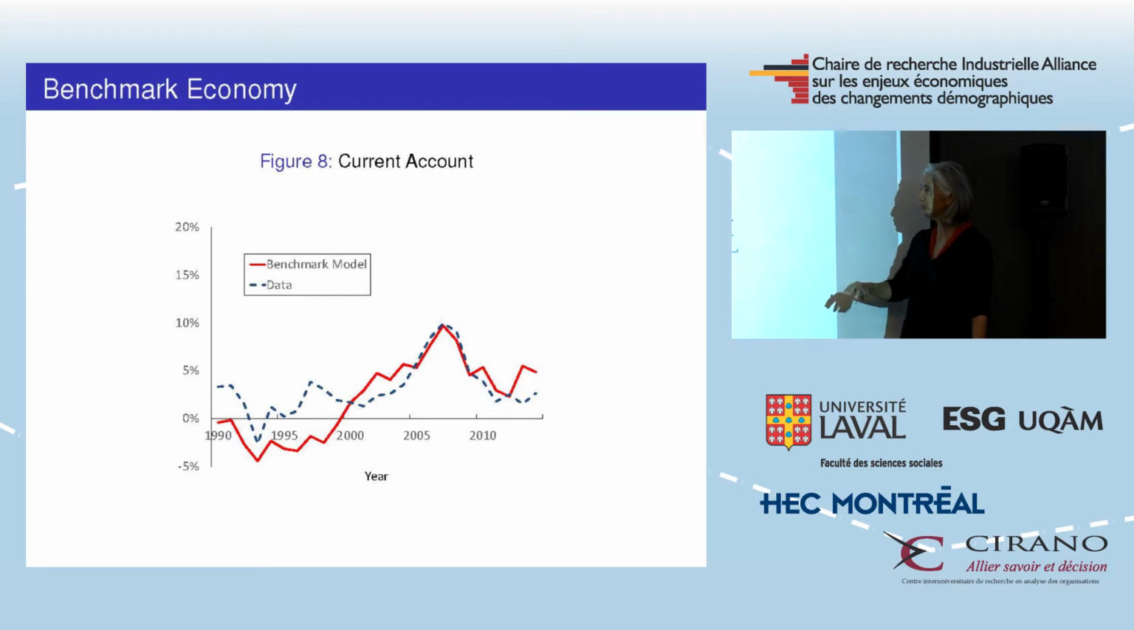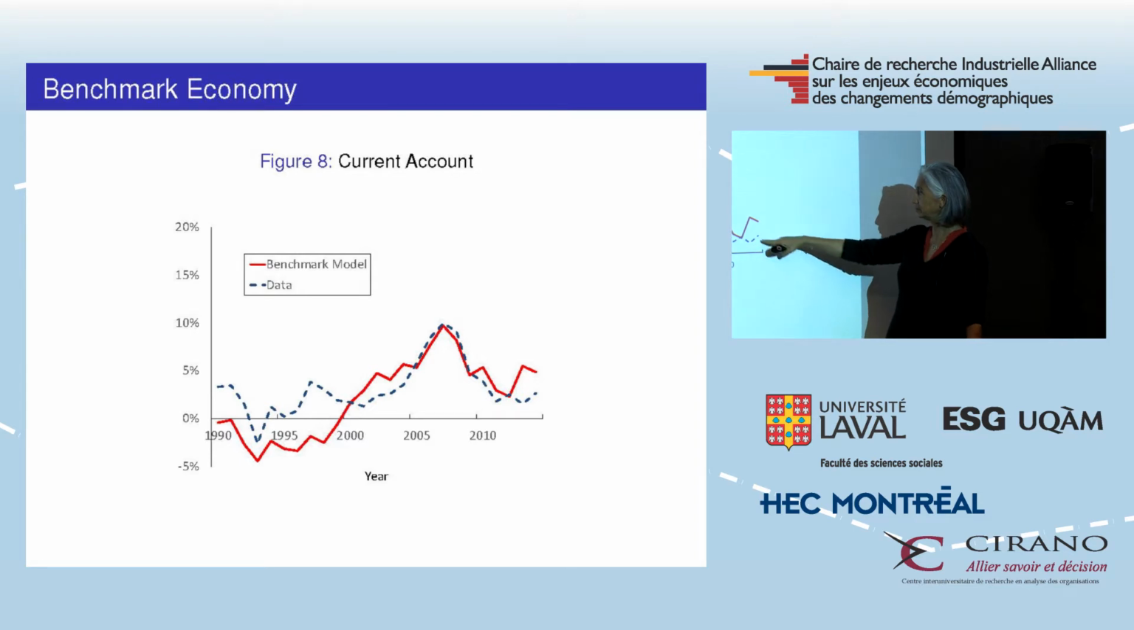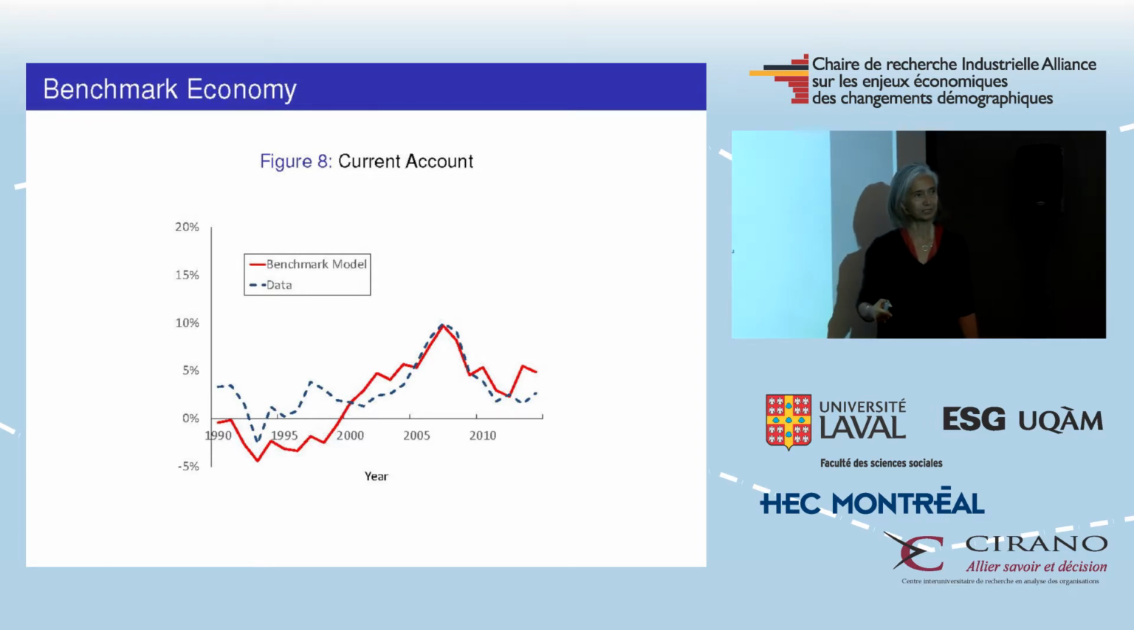But instead, let me show you what comes out of the benchmark model. The blue line is the data for the current account. The red line is what comes out of the model as the current account.